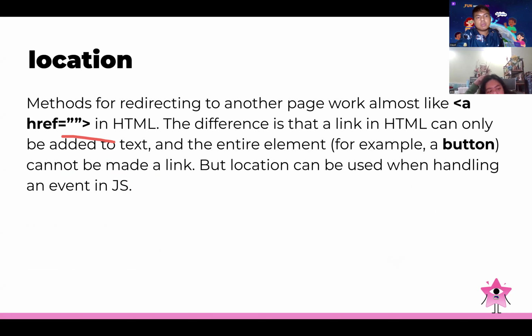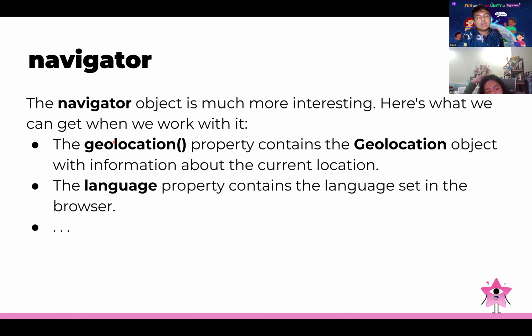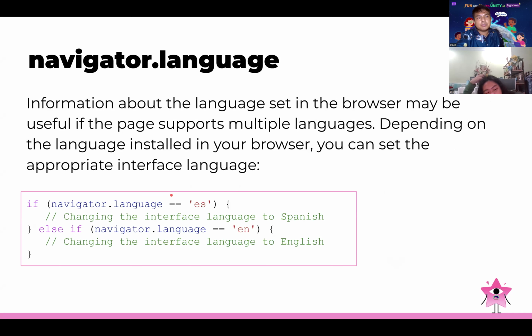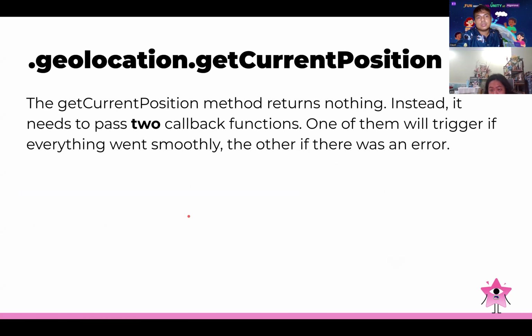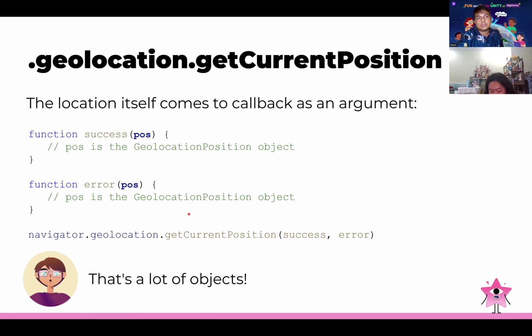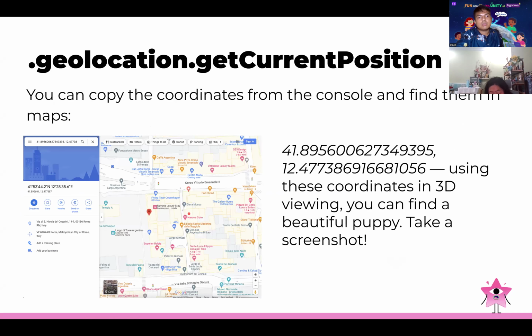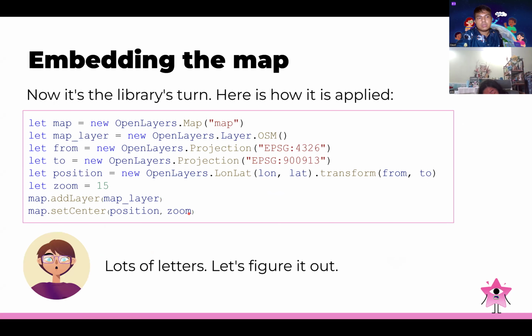And also locations. In HTML, you can use a link, but in JavaScript, you can use geolocation and also language. If the navigator language is ES, you can change the interface language to Spanish. But if the navigator language is EN, the interface language is English. Sometimes you see a browser that has several languages. So we modify it using JavaScript. Okay, the next one, the latitude and also the map, you can use JavaScript here.